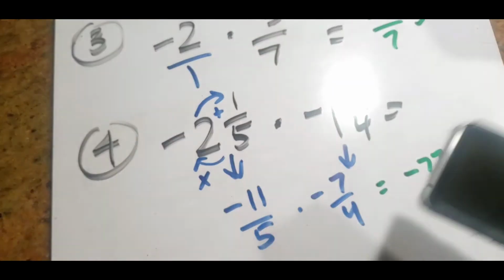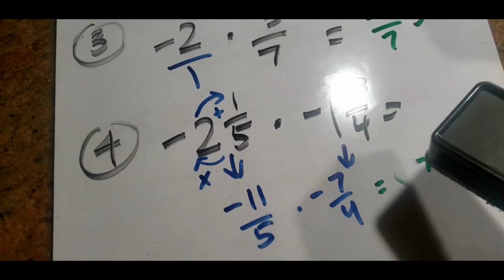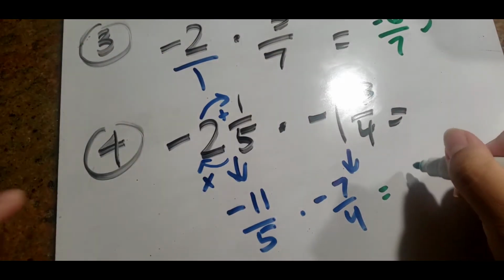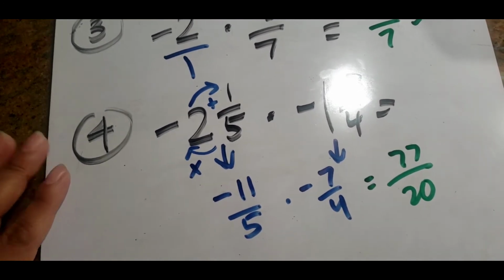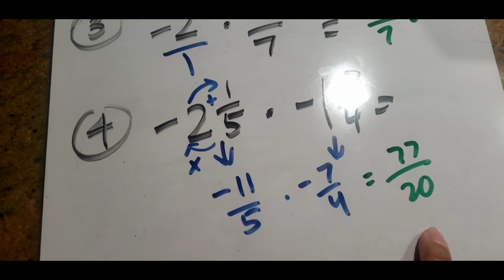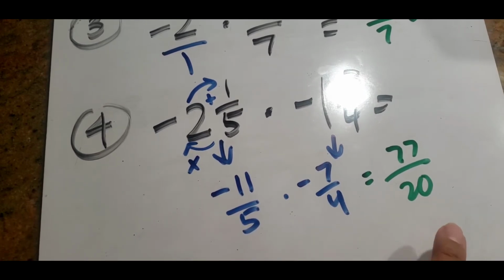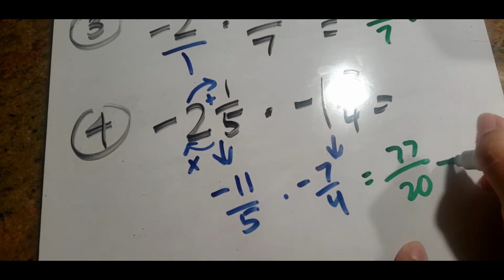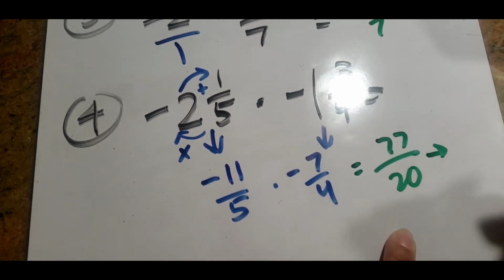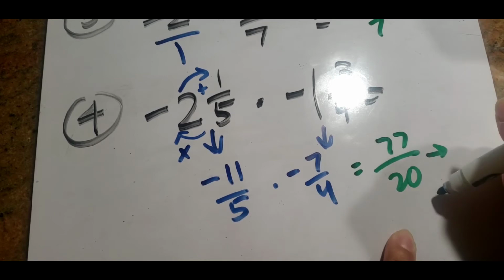But I'm sorry, negative times a negative is a positive, so it should be +77 over 20. Okay. Now, my final answer is an improper fraction. But since they were both mixed numbers at the beginning, you might want to change it to a mixed number as well. So this is where I say 77 divided by 20.